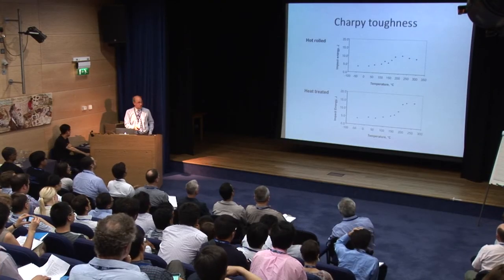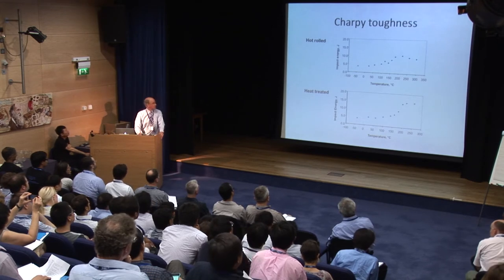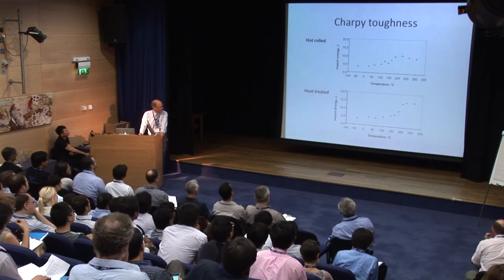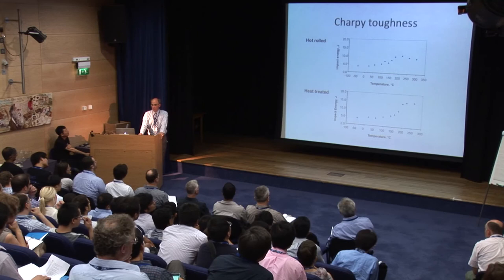Toughness was tested by Charpy testing and gave what, for a plate steel, is a very poor Charpy level. However, it can be noted that these Charpy toughness levels are comparable with high carbon rail steels.